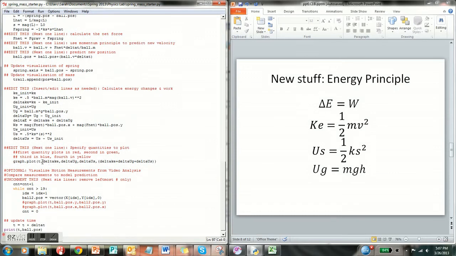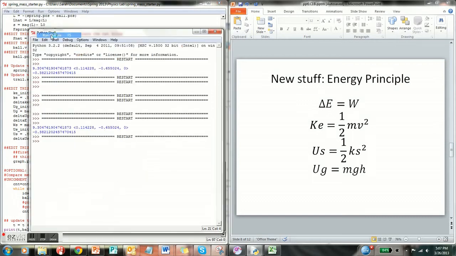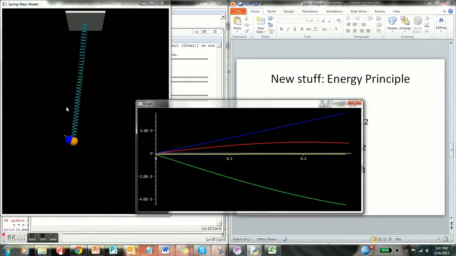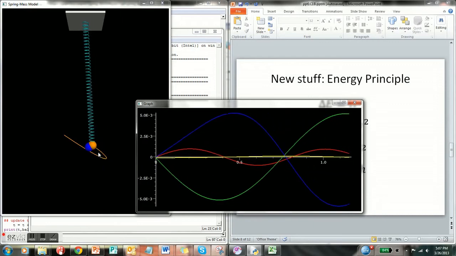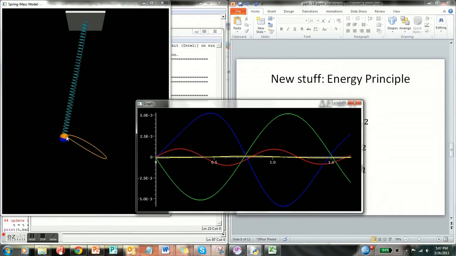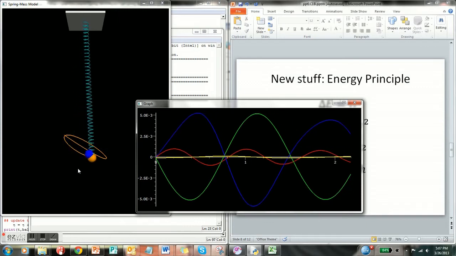And then I plotted delta kinetic energy, change in gravitational potential energy, change in spring potential energy, and then the sum of all of the energies in the system, which equals work. So when you run it, this is what you get. The blue ball is my experimental data, which you can see is sticking quite well with the model, which is in orange.